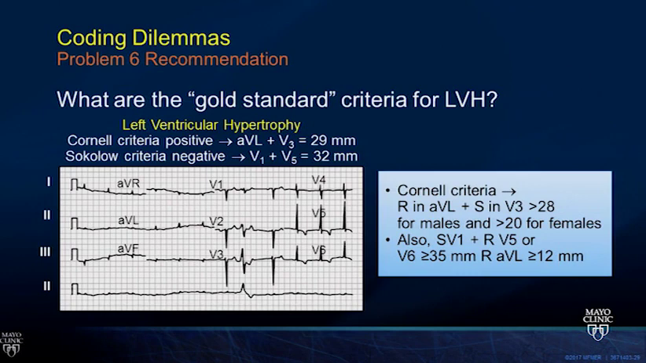Which ones to use best? Well, it's like most things in life. I use the ones that I can actually remember, and they seem to serve me well. I'm a favorite of the Cornell criteria, but Sokolow are also fairly easy to remember. And again, just review the numbers, but it's going to be sort of out of this world hypertrophy. It's not going to be subtle. So don't sweat the details on this one too much.